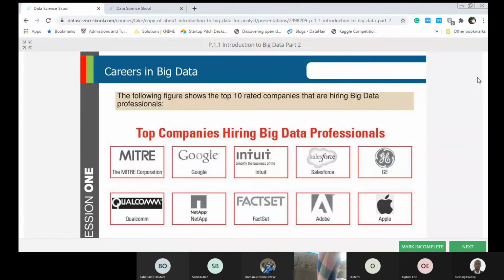So if any of my colleagues in Octave Analytics come today and say, Blessing, we are leaving, we are going to Paystack, or we are going to Flutterwave, I really don't get surprised, because these are the people that are actually attracting most of the big data talent in the market today. So those are some of the things that we have seen.